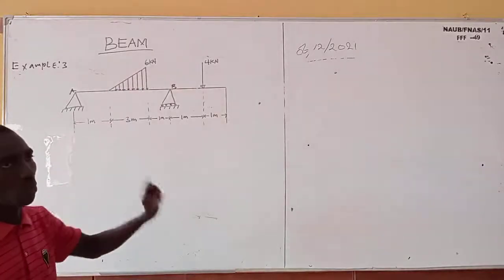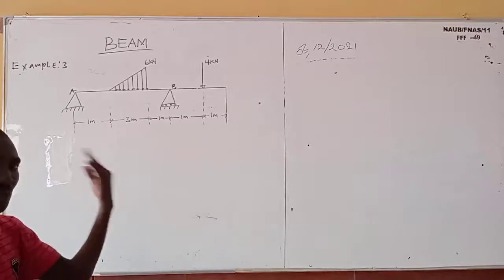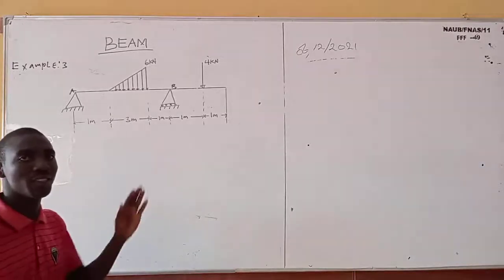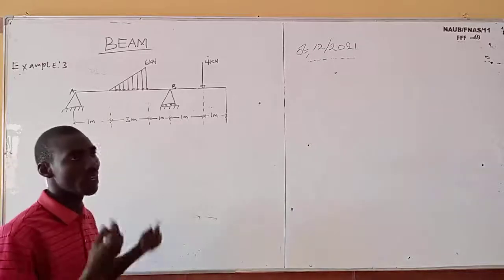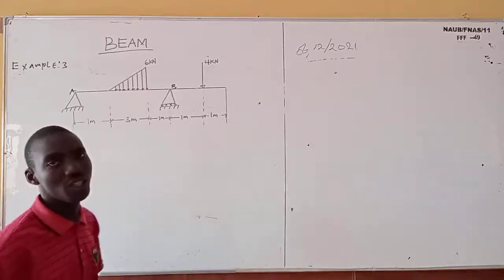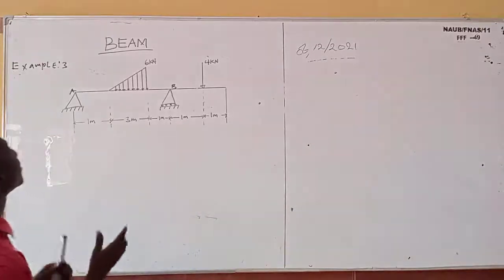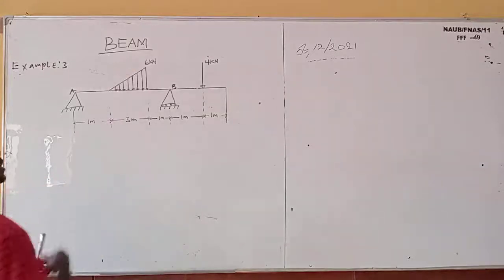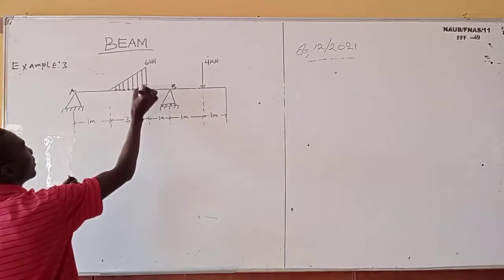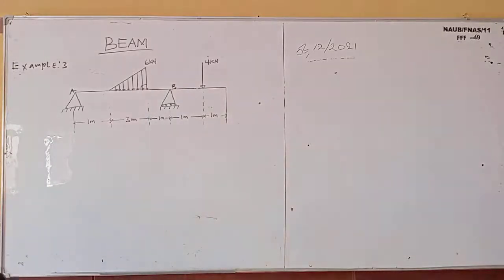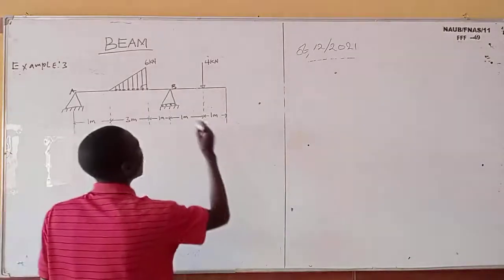So how do we convert? I've explained this in my previous video, under introduction to beam. You can watch that so that you will have further understanding on this. The first thing is, where can we have our angle 90? You can see we can have it at this point.